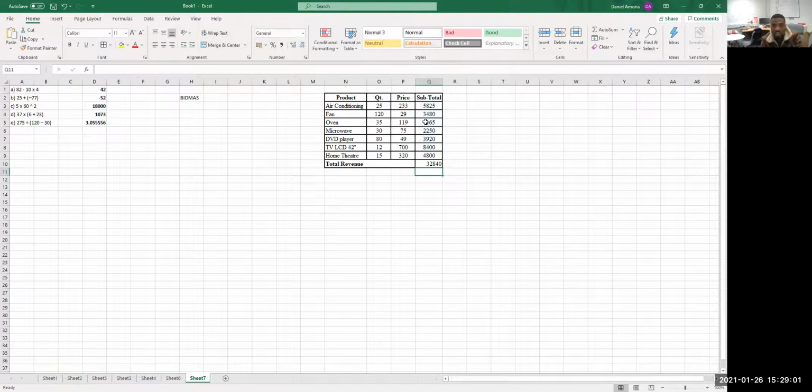So there are different ways you can go about manipulating the data to achieve your set goal or set objectives. So that pretty much is what we've been asked to derive, the total revenue. But to get the total revenue, we had to get the subtotals, which is the multiplication of this quantity by price for each of these products. So that's activity 2 done.